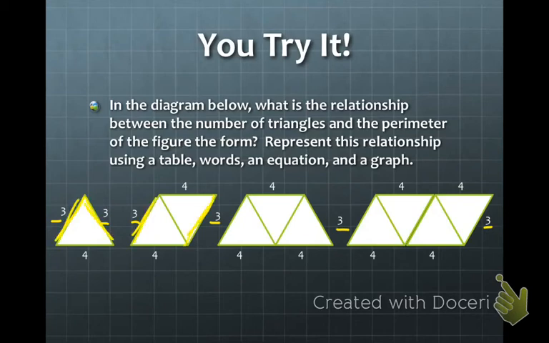A 3 and a 3. So what are we adding each time? 3 plus 3 makes 6. So we always have 6.